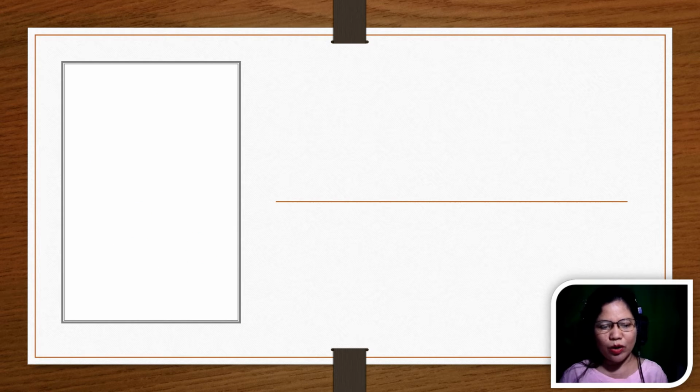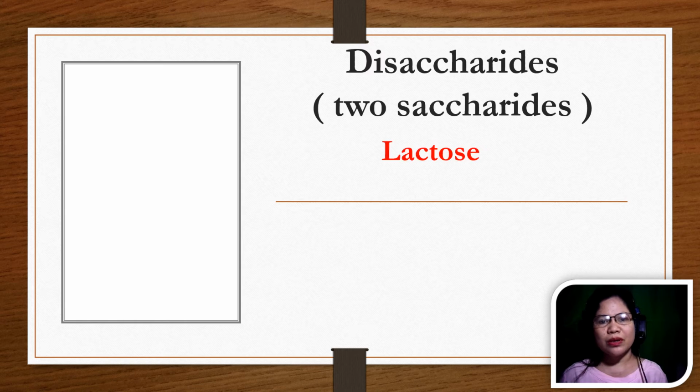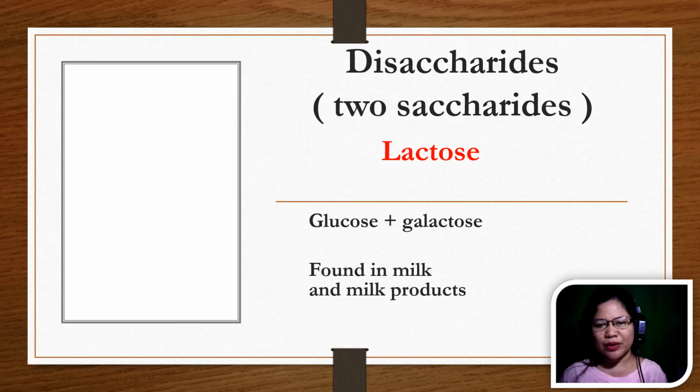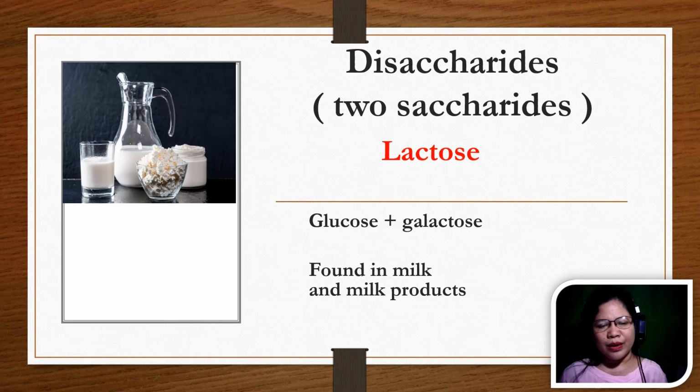Okay, the last type of disaccharide is lactose. When I say lactose, this is a combination of glucose and galactose. So usually it is found in milk and other milk products. Now, there are some people that are born not tolerant to lactose, or they are lactose intolerant. And there are some children being born lactose intolerant, so they should be given a special type of milk that is lactose free.